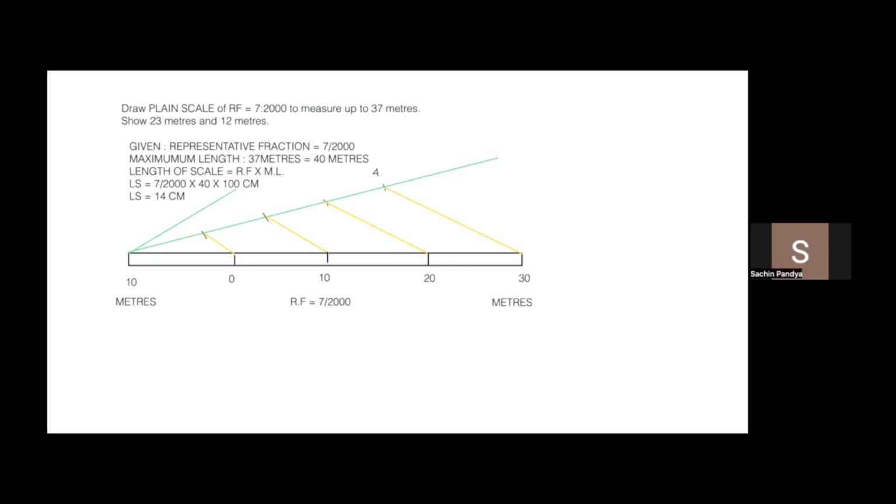Now we'll divide the first block into 10 parts and we'll write 5 over here. Now we need to mark 23 meters. So we'll take 3 from left side and 20 from right side, and we'll mark 23 meters. Same way, if I want to mark 12 meters, then I will take 2 from left side and 10 from right side. So we'll get 12 meters.